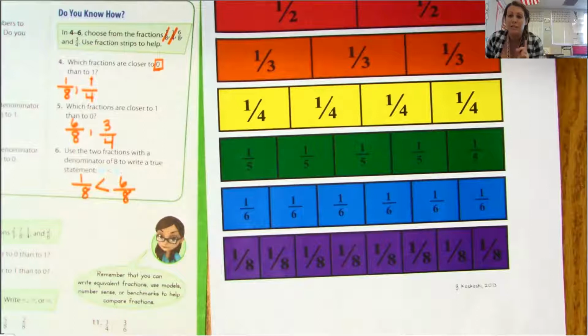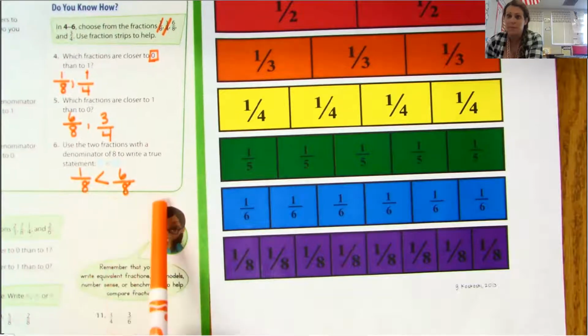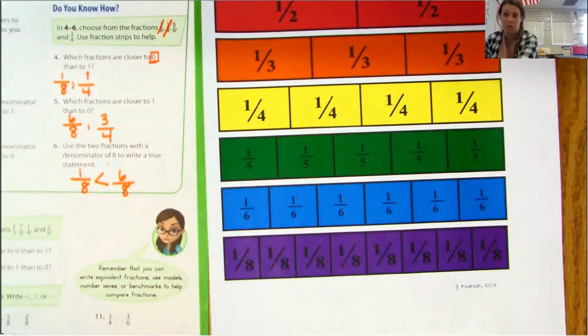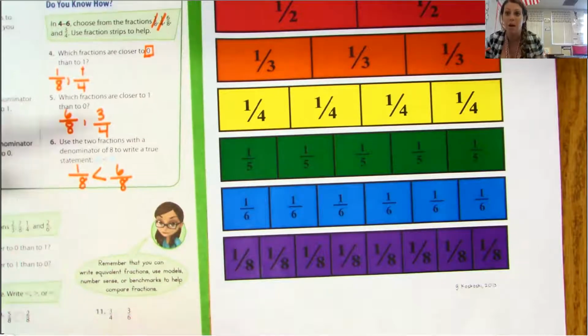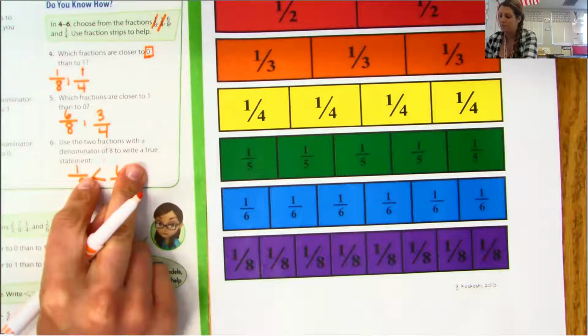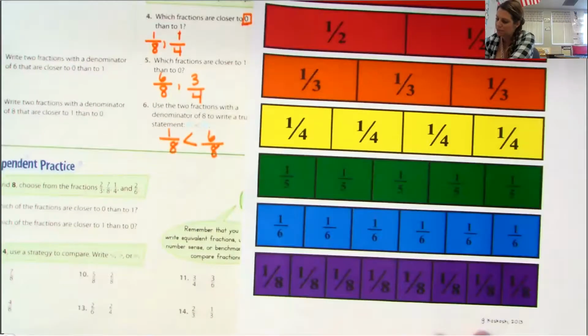Okay, so let's refresh our memory on that. So now we're talking about if the denominator is the same, the bigger numerator is the bigger fraction. The smaller numerator is the smaller fraction. Okay, no opposites or anything tricky like when the numerators are the same. Okay, I know it's a lot. We'll keep practicing. All right, so let's keep working.